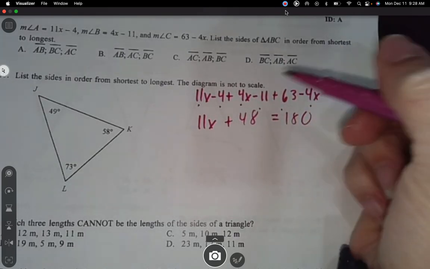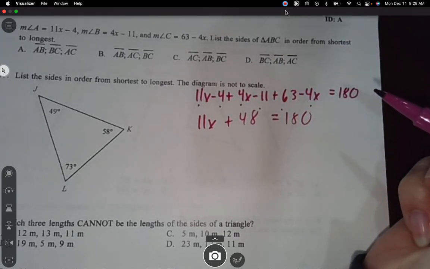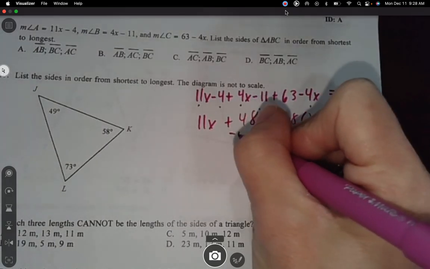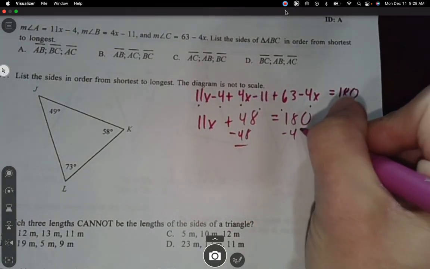We said negative 4 minus 11 plus 63. Negative 4 minus 11 plus... I thought it was 58 too. She said 48. It's 48. Okay, that makes a whole lot more sense. Then what do we do? Subtract. Subtract 48. That's why I was puzzled.